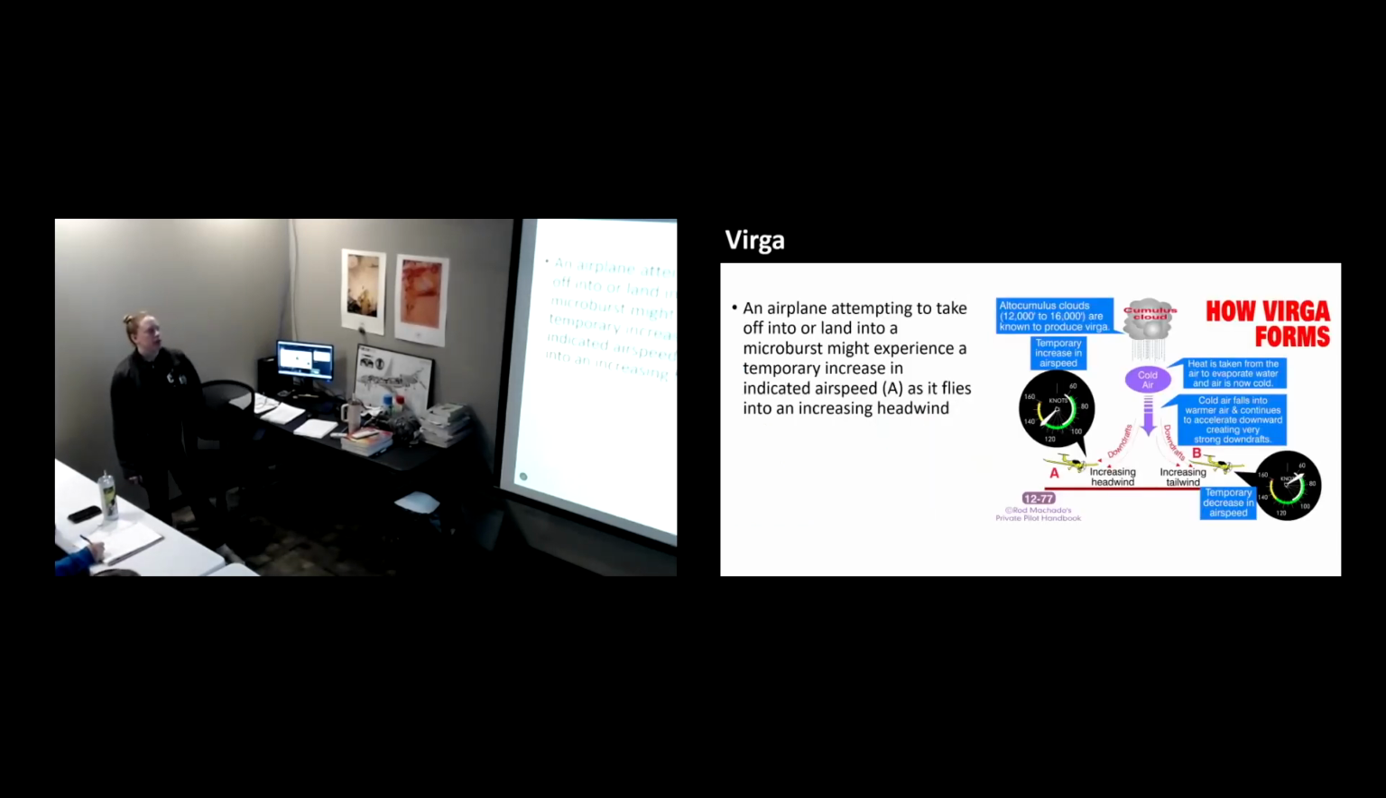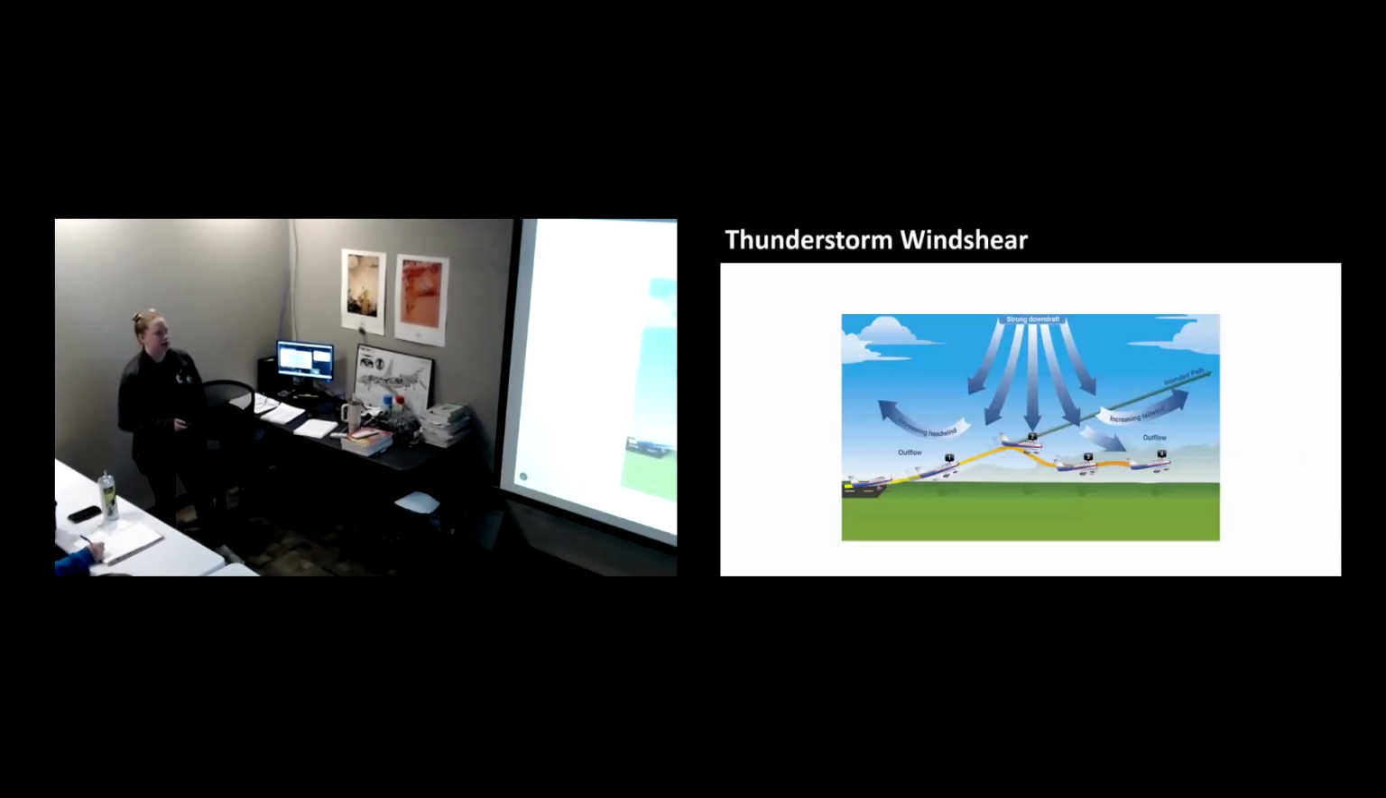Here we go. So this is a microburst, okay? We got that strong downdraft, and then it hits the surface and bounces outward. So this is fine when you're not near the ground, right? We don't care that much. You're gonna lose some altitude, it's gonna suck, it's gonna be bumpy.